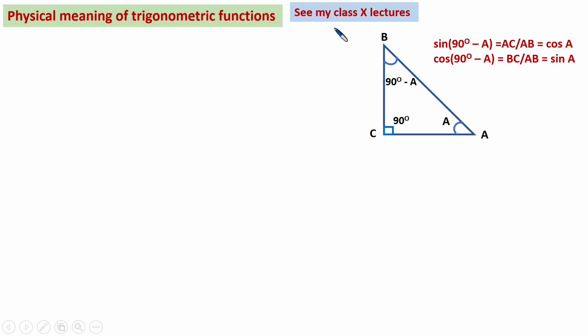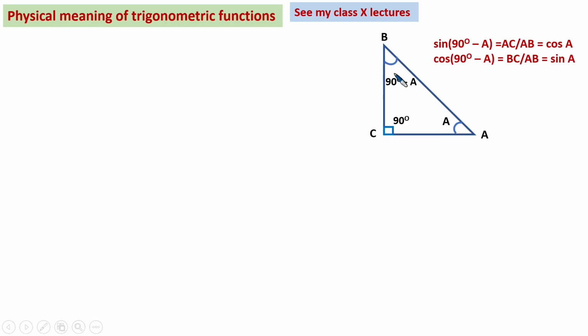So again I have taken it from my class 10 lecture. The right angle is denoted by this square here, this 90 degree. If I denote this angle as A, and since we know from earlier classes that the sum of all the internal angles of a triangle should be 180, so if this is 90 and this is A, then to get 180 I have to add 90 minus A. So this minus A will get cancelled, and 90 plus 90 is 180. So the sum of all the internal angles is 180.